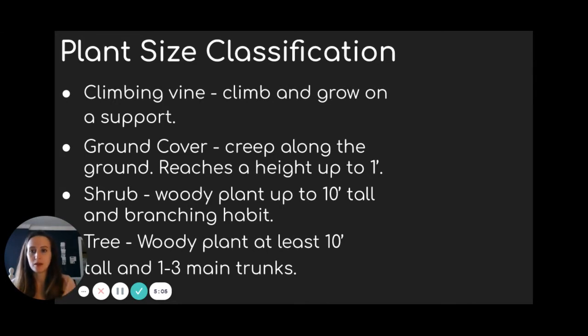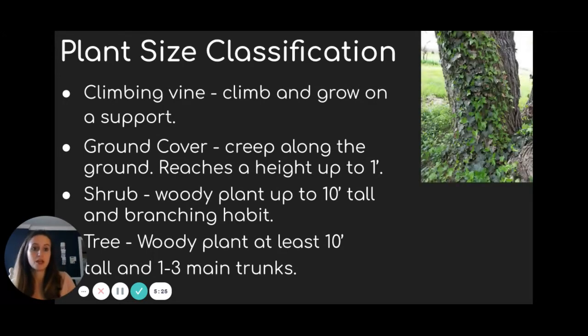So especially with the plant size classification, when we dig into plant identification, we're going to talk about these because when I give you the name of a plant, the first thing you want to know is, is it a tree? Is it a shrub? So these are some of the classifications. A climbing vine is something that can climb and grow on a support. So you have a picture here of English ivy and it's growing up a tree. If it didn't have that tree, it wouldn't have anything to grow up on. But English ivy does have these little tendrils that can latch on and hang on to whatever it's growing on.